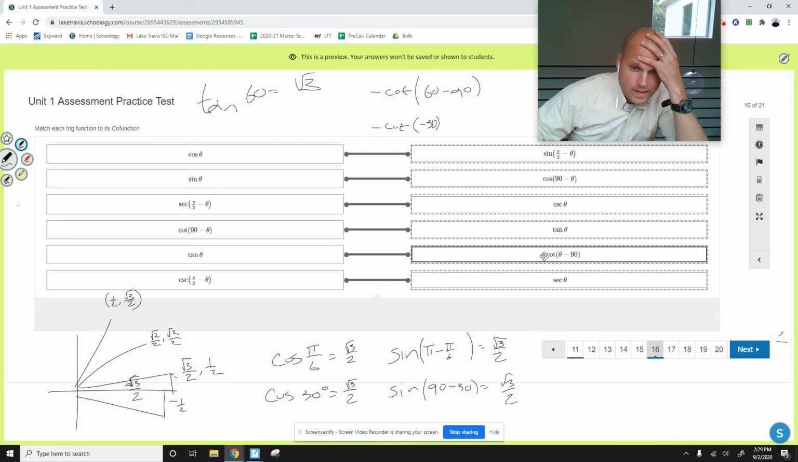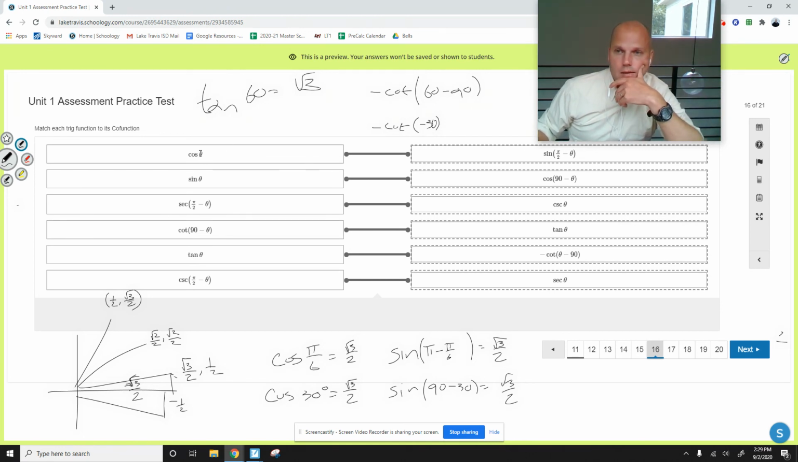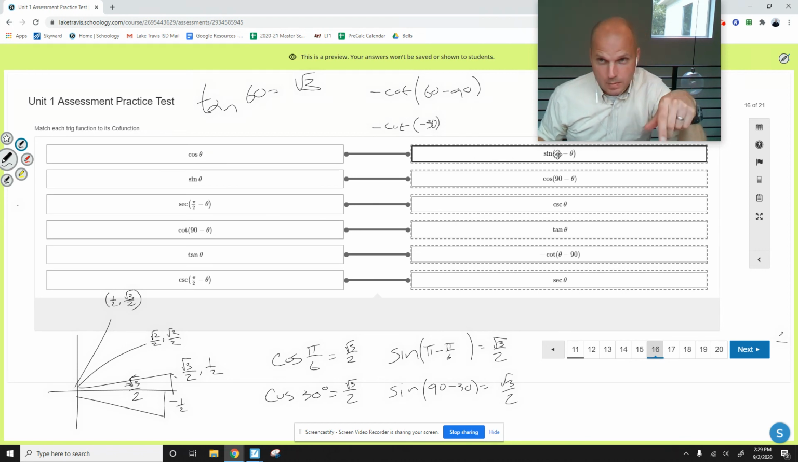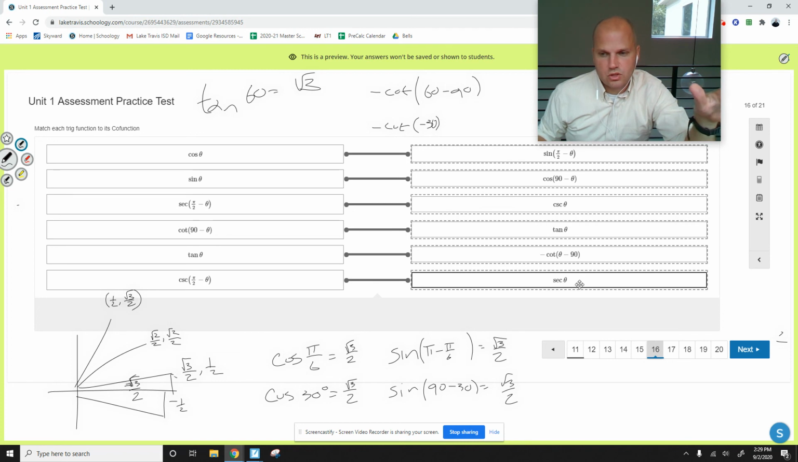These guys work out. How did I figure this stuff out? A help for situations like this is to just plug in some angles and see which ones work. I could have plugged in pi over 3 here. Usually pi over 3 or pi over 6 is good. Cosine of pi over 3 is 1/2. Pi over 2 minus pi over 3 ends up being pi over 6. The sine of pi over 6 is 1/2. So this is a tricky one, probably the trickiest one that you had, this matching of cofunctions.